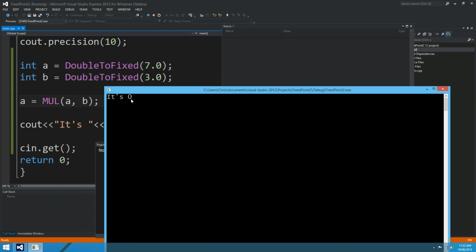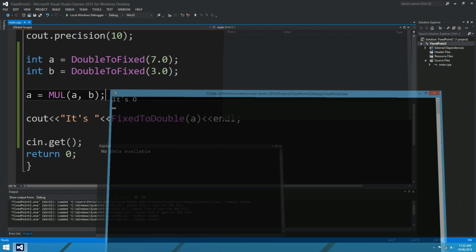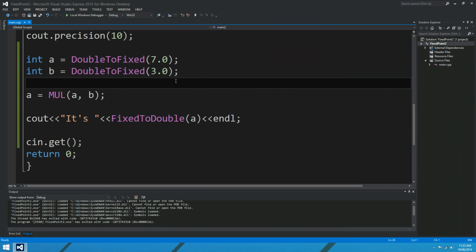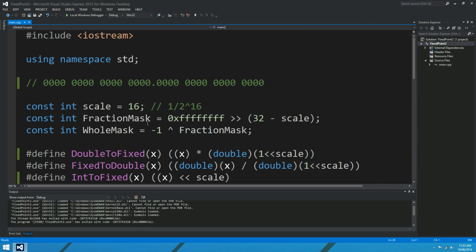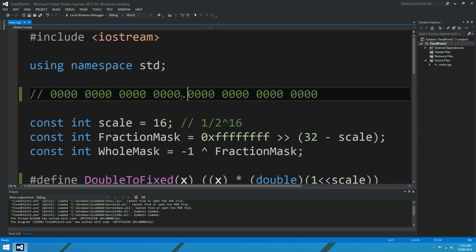Well, I probably don't need to say, but that kind of goes against my general belief system. So what have we done wrong here? Why is it giving us 0? Let's just scroll up to the top where I've written out a bunch of bits. Zoom in a little bit. Okay, this is why it's giving us 0.